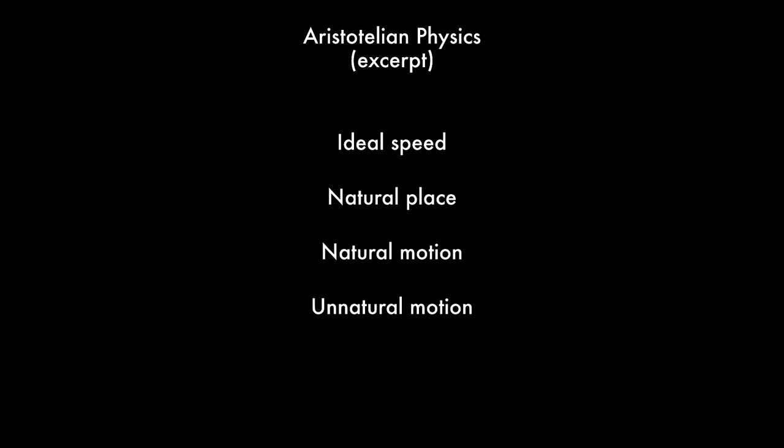So ideal speed, that's the idea that big things move slower than small things. And natural place, that is the idea that if you move a rock to the top of the hill, it'll tend to roll down to its natural place, which is at the bottom of the hill. There's natural motion, which is the motion, like when I'm walking, it's smooth and graceful. I'm not hurting myself. But imagine if I got hit by a car, my limbs would go flying, and that's unnatural motion. I might hurt myself the way I'm moving.